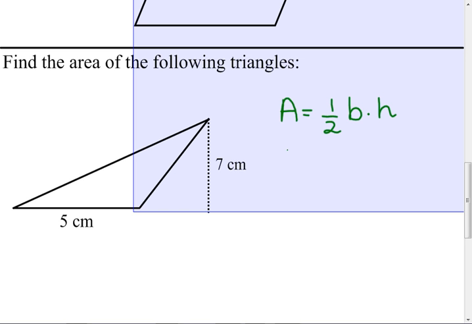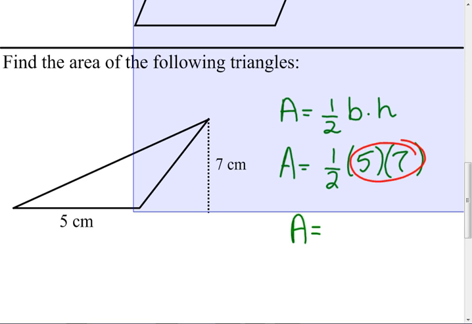But in this case, I want the area. So it's 1/2. The base is 5 centimeters. I'm not going to put my units in until the end. And the height is 7 centimeters. So what's the area of that? This is not distributive property. We're going to do 5 times 7, which is 35. I don't care what half of 35 is, so I'll just leave it that way. 35 halves. And what are the units going to be? Centimeters squared.